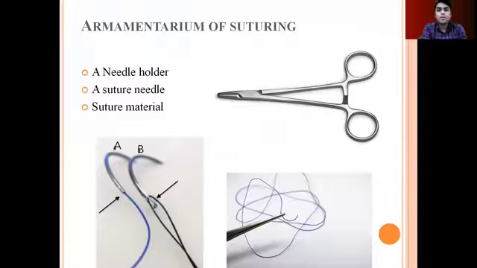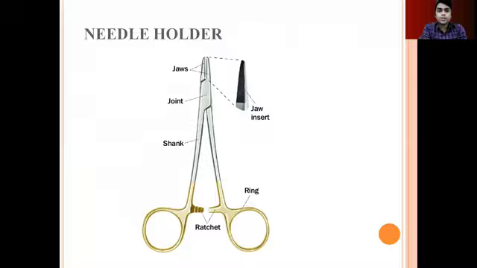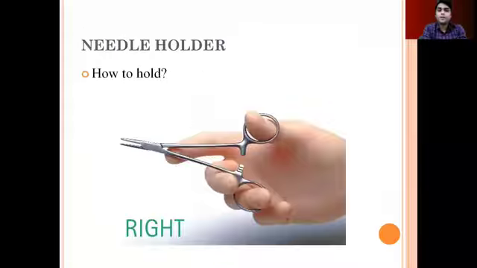Now, the armamentarium of suturing. For suturing, we require a suture needle as well as suture materials. The needle holder has the following parts: the jaws, the joint, shank, rings, and ratchet. How do we hold it? For this, we use our thumb as well as the ring finger and insert these fingers into the rings. Use the index finger to stabilize the needle holder.